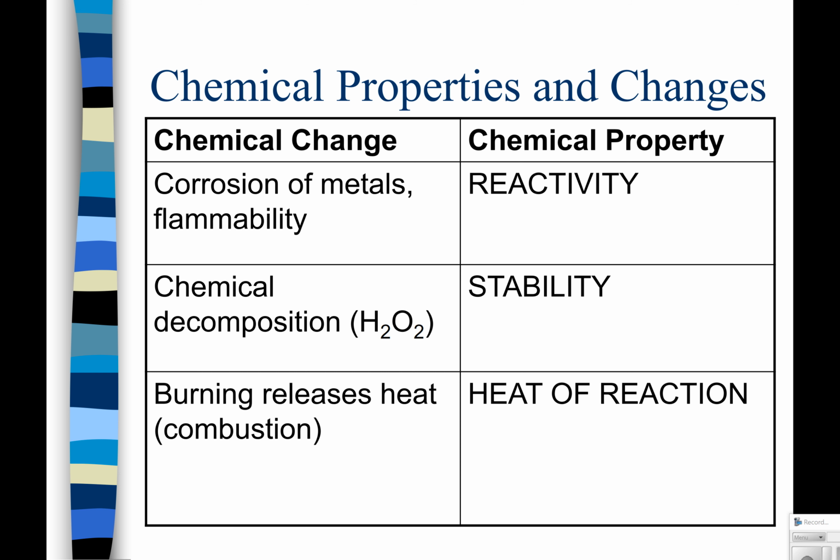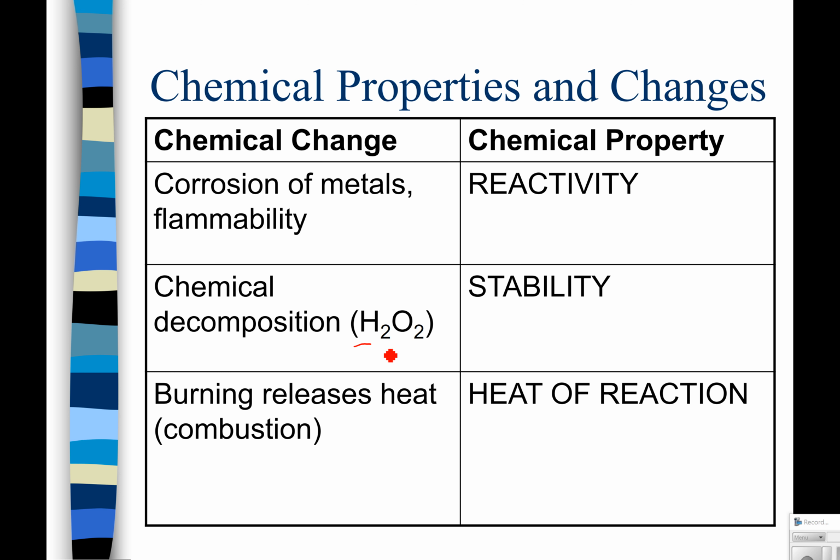Once metals corrode, the copper that once was the Statue of Liberty is no longer there. It's become some type of copper oxide mixed with other minerals that now made it green. So that's not pure copper anymore. It's changed its chemical identity. Stability, well, that has to do with chemical decomposition.